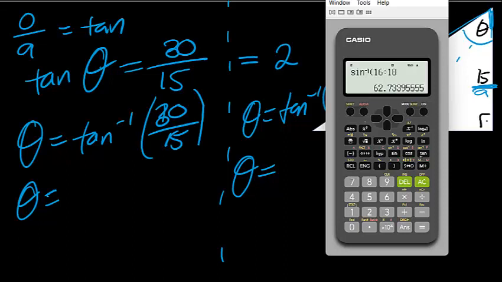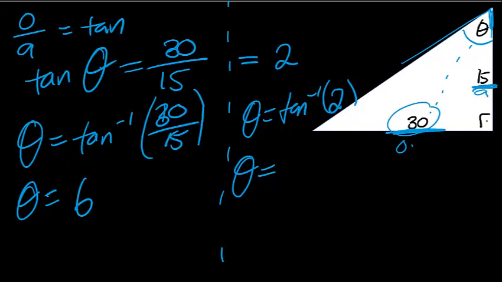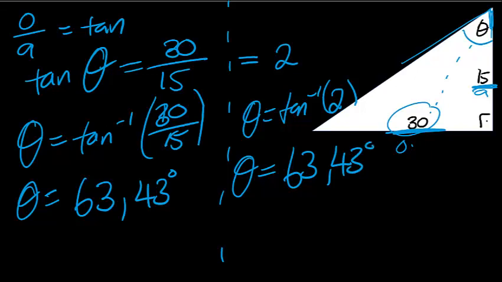So shift tan 30 over 15 gives me 63.43. Shift tan of 2 is going to give me 63.43. Notice the answers are exactly the same, even if what's in the bracket is different. So the answer is 63.43 to 2 decimal places. 63.43 degrees. And that's our final answer. One or the other, they are both correct.